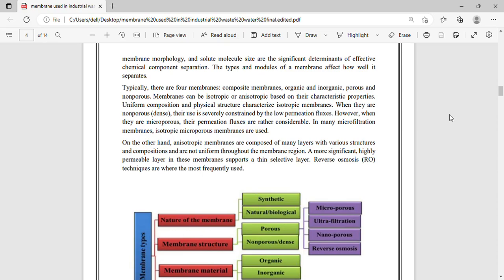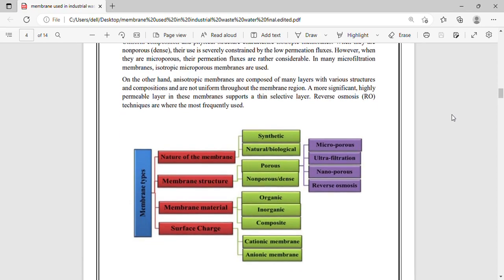When they are non-porous, their use is severely constrained by the low permeation fluxes. However, when they are porous, their permeation fluxes are rather considerable. In many microfiltration membranes, isotropic microporous membranes are used.